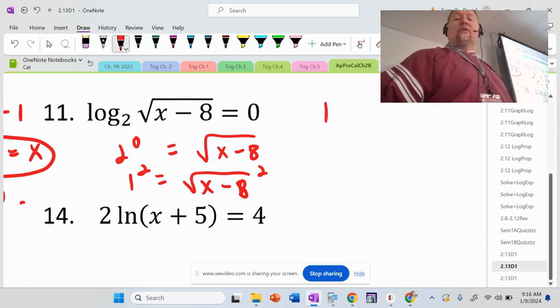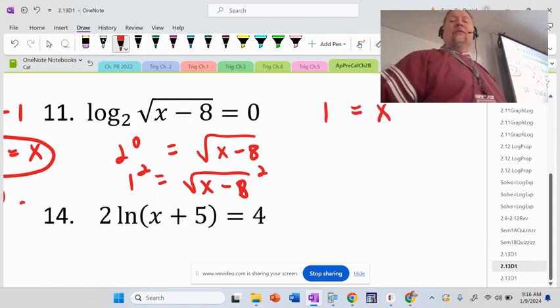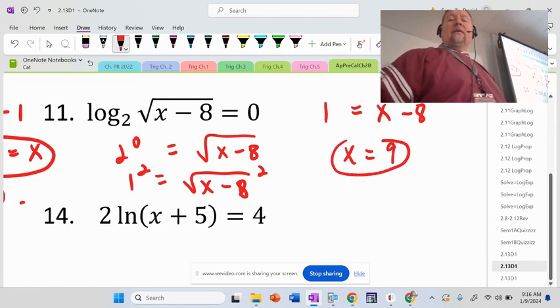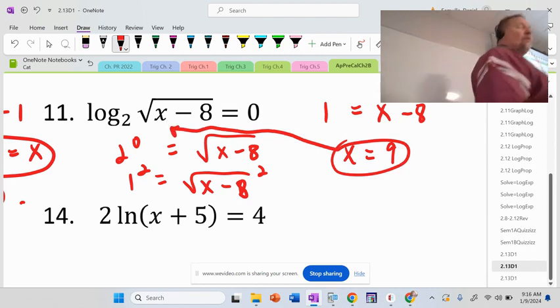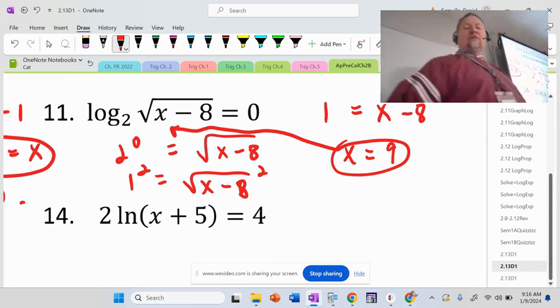So some rules to remember. That is not a rule, I just wanted to make sure no one did something crazy. Add 8 and you get x equals 9. Right? And then that does work. 9 minus 8 is 1. Square root of 1 is 1. Log base 2 of 1 is 0 because 2 to the 0 equals 1. So some things to remember there.